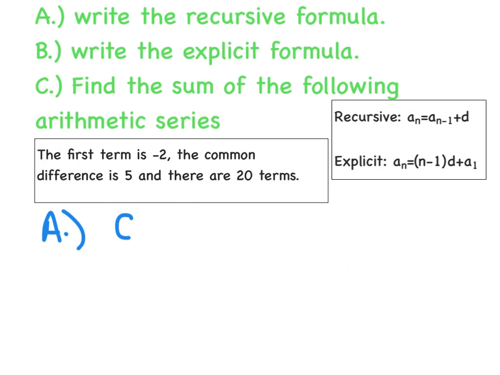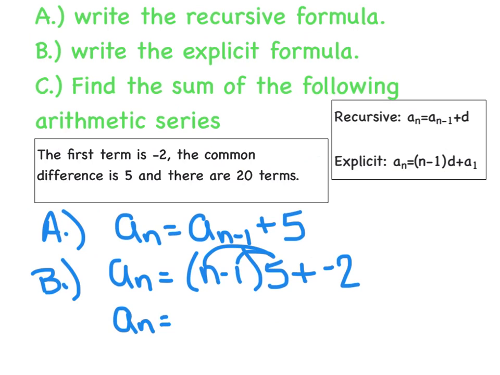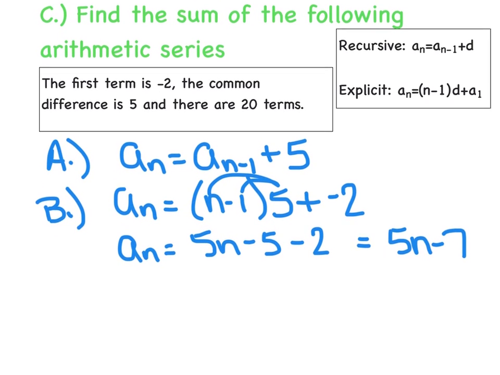The recursive formula says that the nth term is defined as the (n minus first) term plus the common difference, which in this case is plus 5. Now, the explicit form says that the nth term is defined as the quantity n minus 1, multiplied by the common difference, and on top of that we add the original term, which in this case is -2. Now I'd like to clean that up just a little bit. We'll distribute the 5 and get 5n minus 5, and then subtract 2. So the nth term is really 5n minus 7. And that explicit form is really going to help us here with the sum.